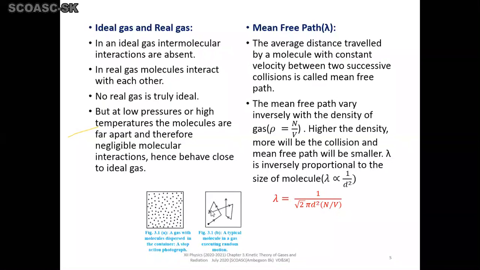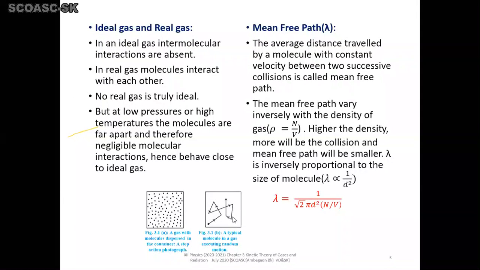And it goes and strikes another third molecule. Then again, it changes its path, travels in a different direction, strikes somebody else, travels in a different direction, strikes somebody else, again travels in a different direction, and so on and so forth, right? Now, this is the collision between two particles. I'm talking about one particular particle, and this particle keeps colliding with different fellows.